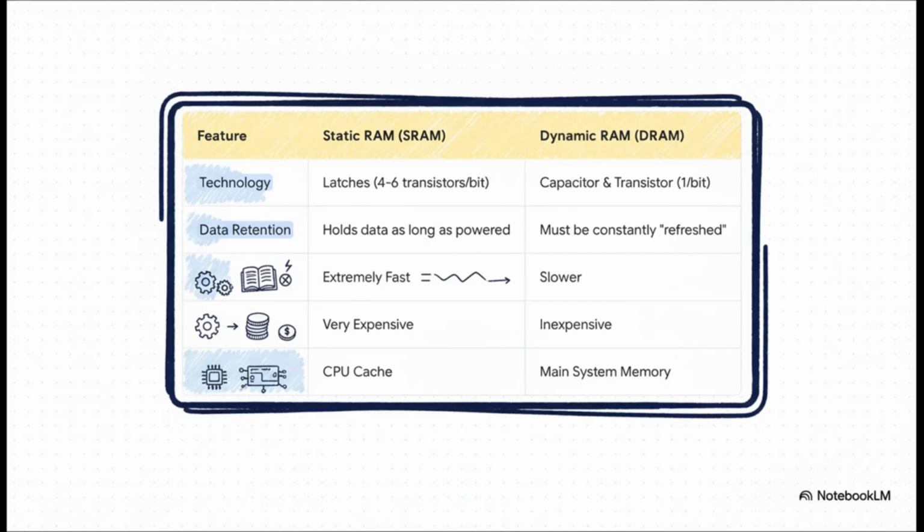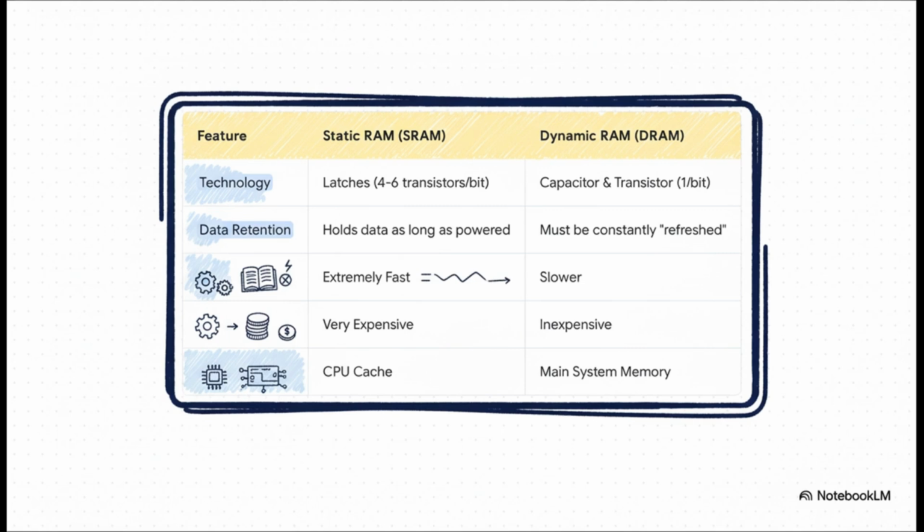SRAM is pretty complex. It uses 4 to 6 transistors for every single bit of information. DRAM is way simpler, using just one transistor and one capacitor. Because of this, SRAM holds data rock solid as long as the power is on. DRAM, though, it's kind of like a leaky bucket. It needs to be constantly refreshed, or it'll forget what it's holding.